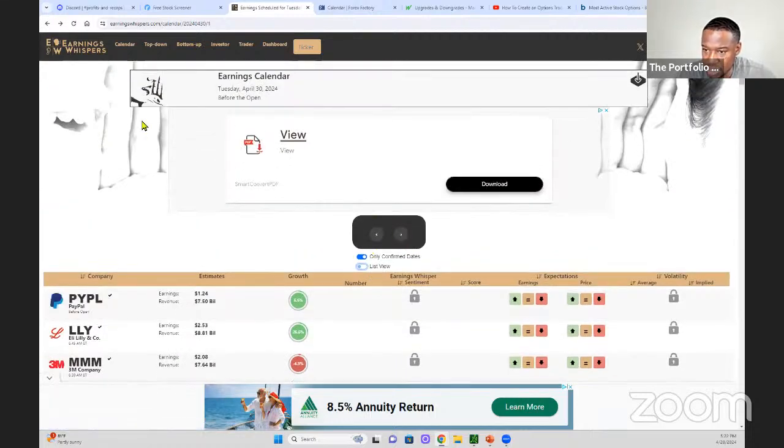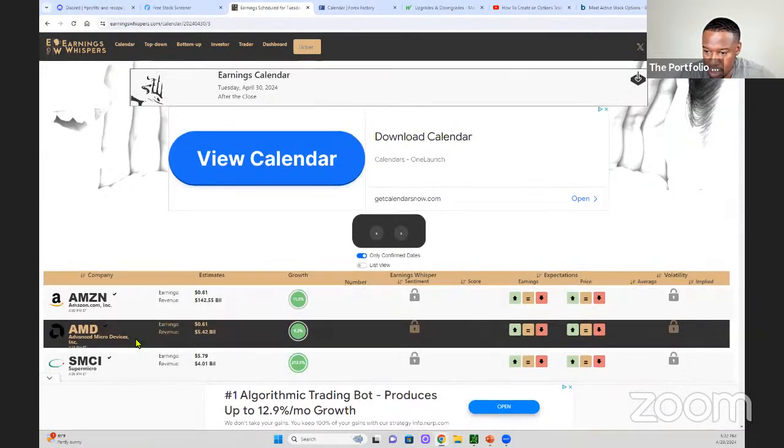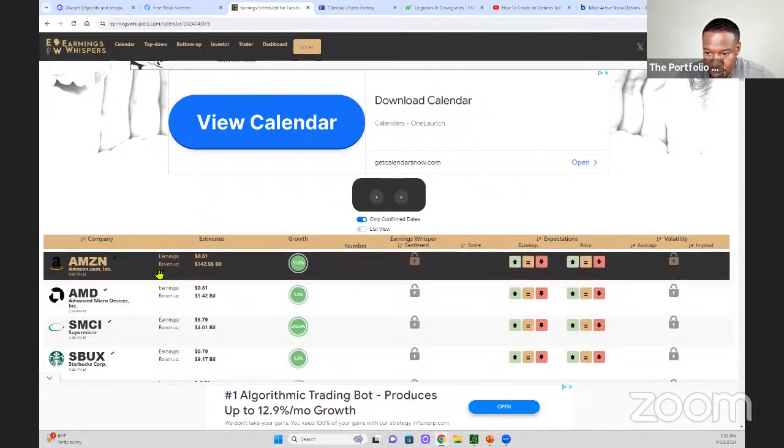And also, this is earningswhispers.com. Type this site in. This is something that I look at and I always send out when it comes to doing my watch list. So earningswhispers.com, and then you can just scroll through. For example, Amazon is reporting earnings. AMD is reporting earnings. So these are stocks that I trade regularly.